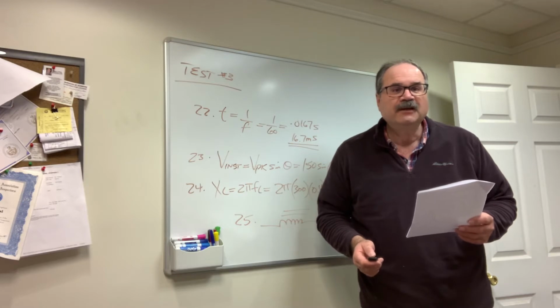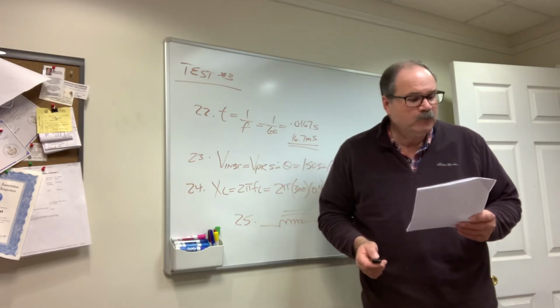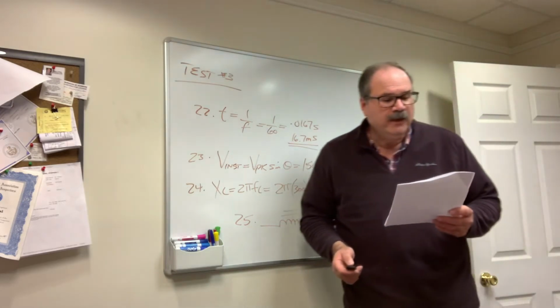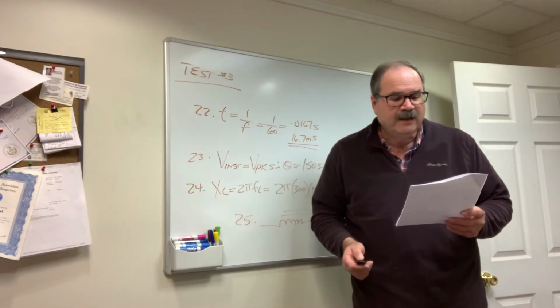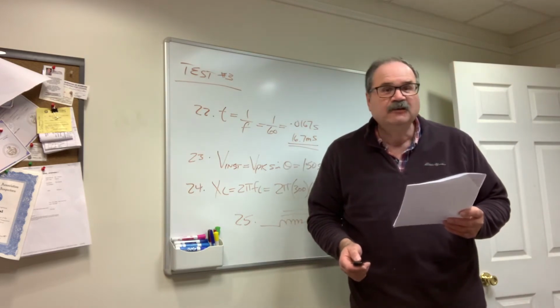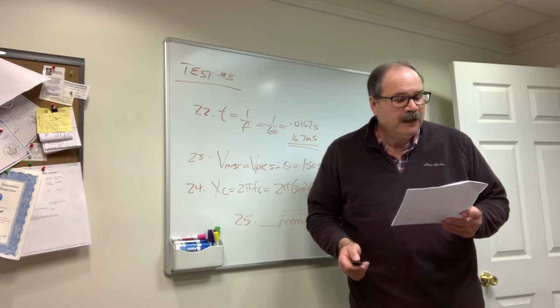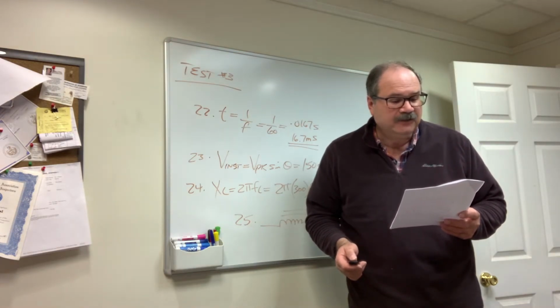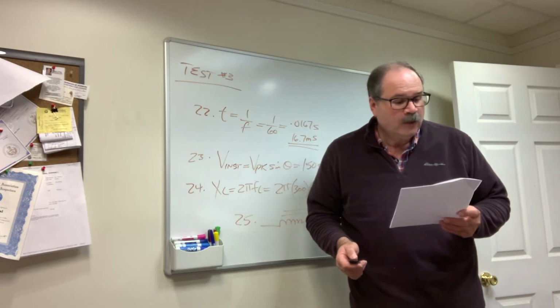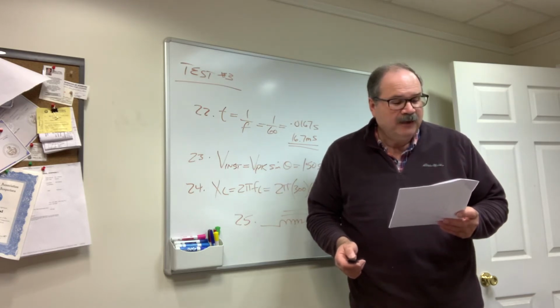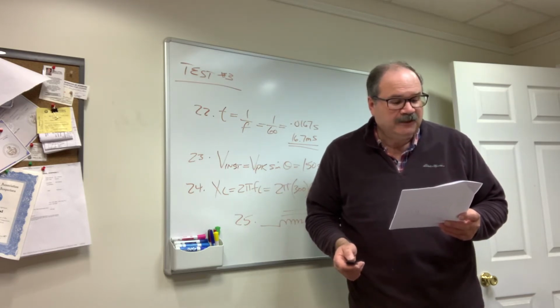I'd like to go over your test number 3 solutions. Question 1, the D'Arsonval meter movement is one of the most common analog meter movements. That's true. Question 2, a voltmeter is placed in parallel with the device under test. That's true. Question 3, an ammeter shunt has a high resistance value.